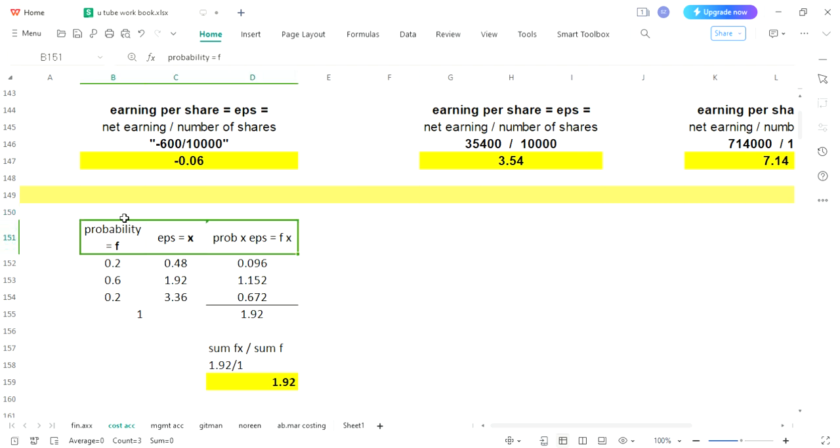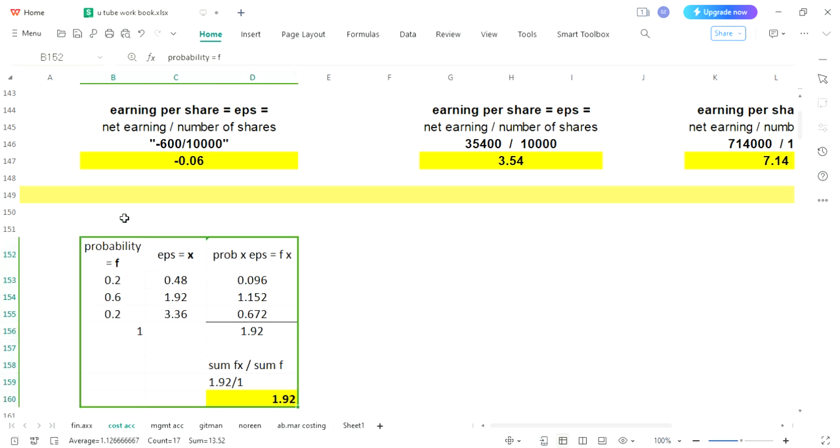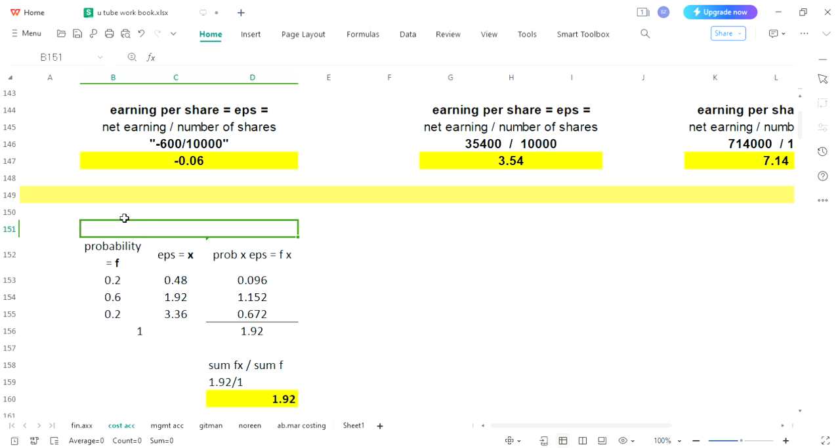This was your first part, and we need to make heading first. Okay, so this was your average calculation, average EPS for 0% debt.